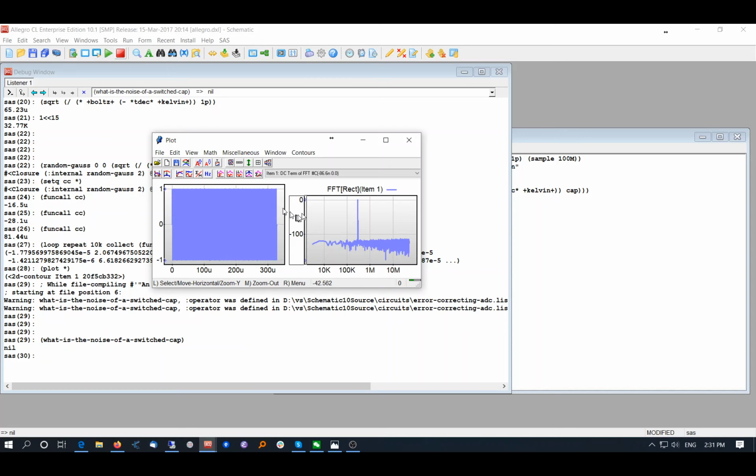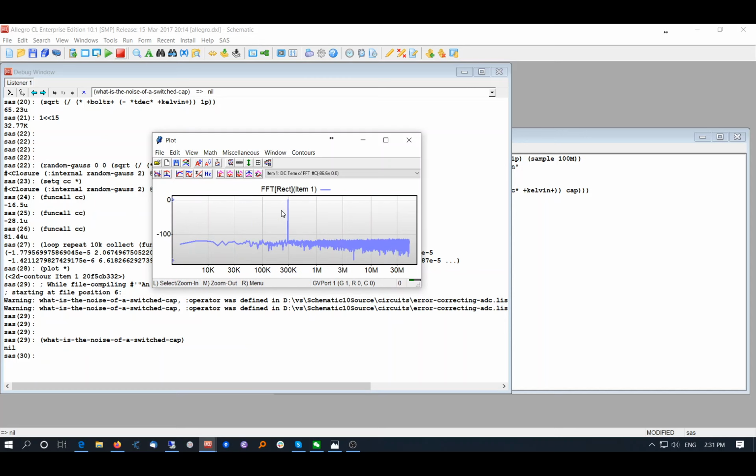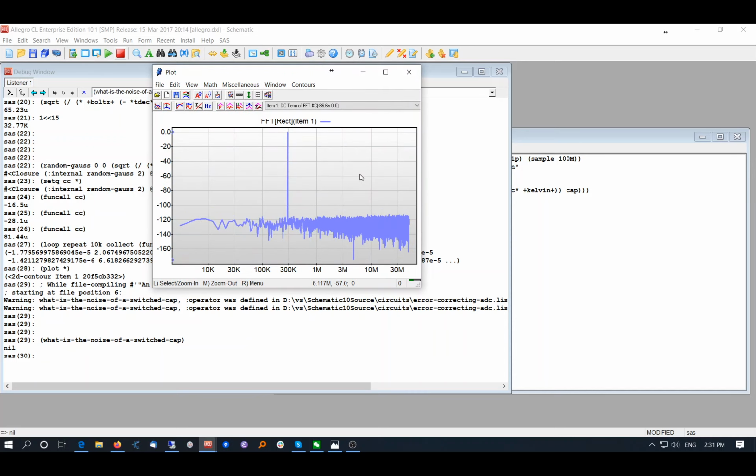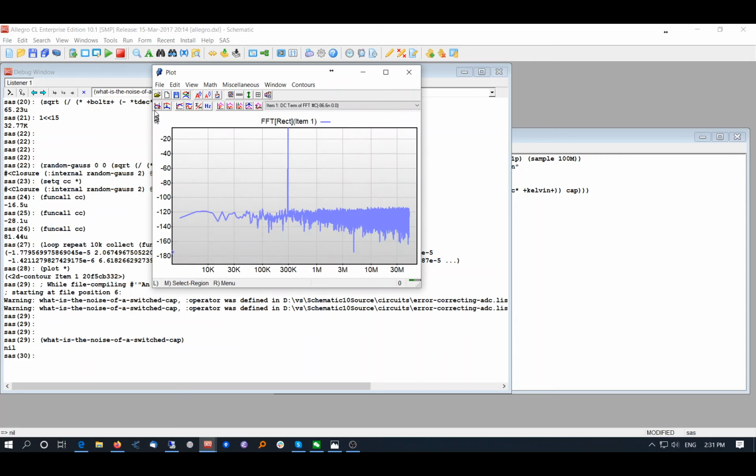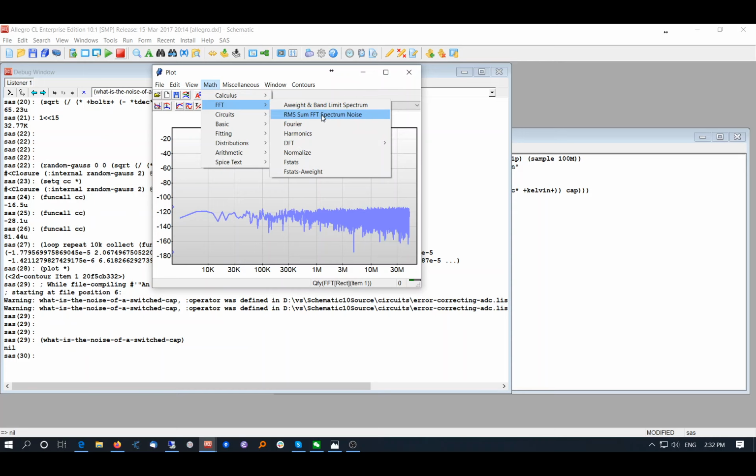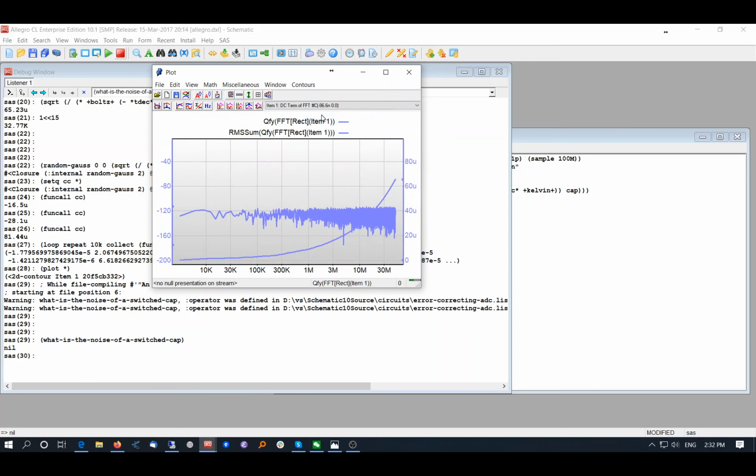Now, one of the things that we want to understand is that there we've got a sine wave with sampling noise on it, and look, that's the sampling noise going on in the background there. I'm going to get rid of that point. There's a cute little way of doing that. I just move it off the screen and say clip everything to what's on the screen. There we go. Now we've got just the noise without the sine wave in it. And now we're going to ask the tool to RMS sum the FFT spectral noise. Bang. That's that graph there.